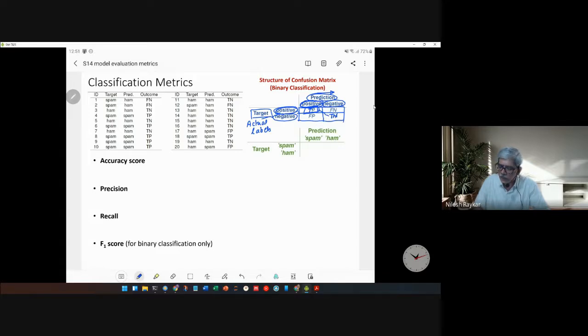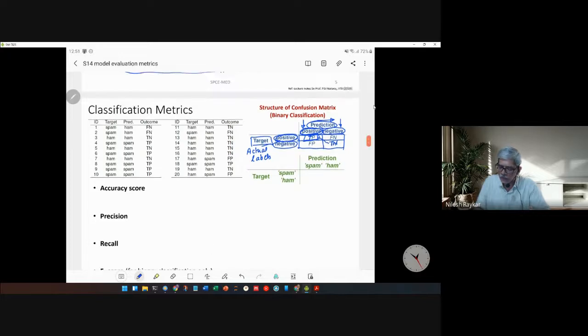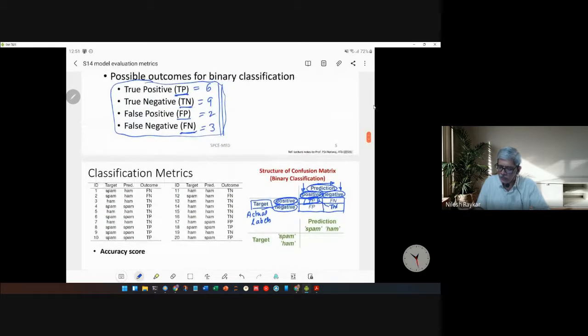And positive and negative will belong to the label corresponding to your column. So the prediction, whether it's positive or negative, based on that, the second letter is formed. So the numbers that we obtained in the previous case can be written here. True positives: our first row, first column would be 6. The second row, second column, the other diagonal term, true negative, is 9. Then you have false positives, which are 2, and false negatives, which are equal to 3.